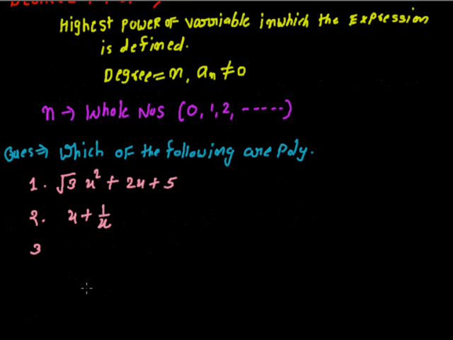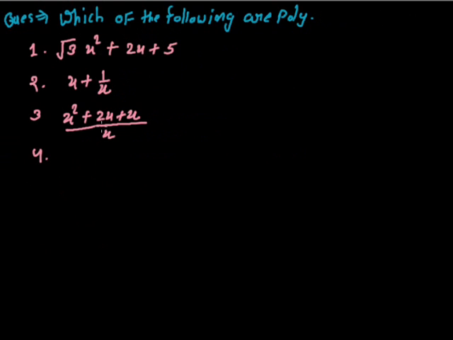This expression can be written as x square plus 2x plus x divided by x. We can write one more example here: 2x square plus 5. Then we come to our next example, square root of x plus 1 by x, square root of 3, and the next question is 0.